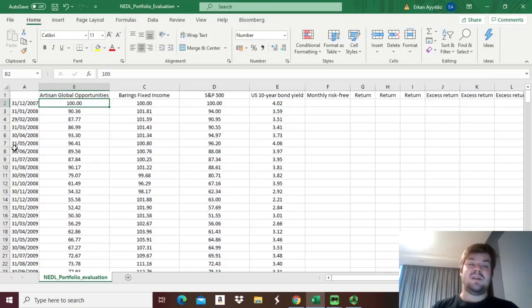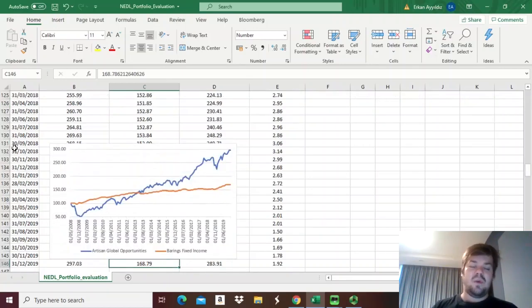While the second investor, let's call him Bob, invested $100, again at the end of 2007, into Barings Fixed Income Fund, which is a bond fund. It combines corporate and sovereign bonds into its portfolio. And if we see graphically how the two portfolios of Alice and Bob performed throughout the years until the end of 2019, we will see a picture that is quite telling.